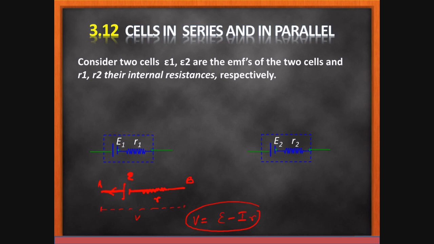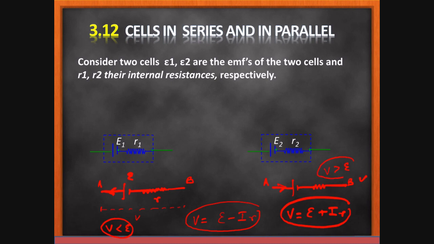But if the cell is charging, if the current is passing from A to B, then in that case the potential difference between A and B is equal to E plus Ir. So during charging the cell we prefer this equation, and when the cell discharges we prefer this equation. That equation shows that V is less than EMF during discharging, and V is greater than EMF during charging.